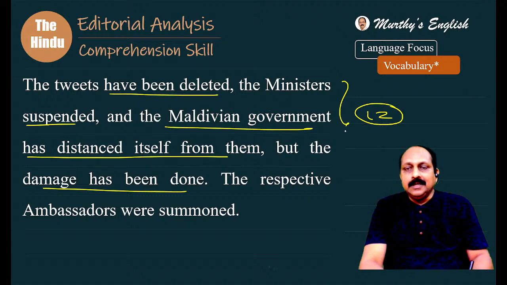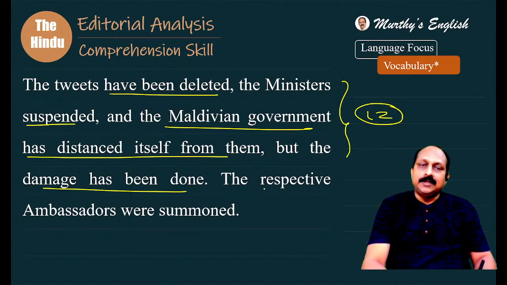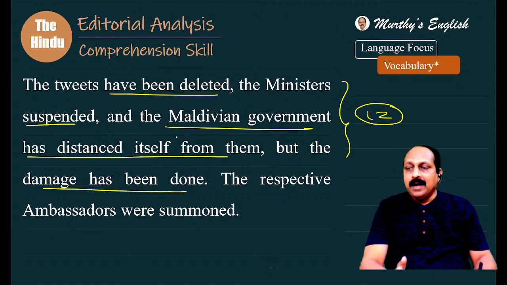This particular sentence will substantiate what I say. In one sentence, present perfect has been used thrice, twice in passive voice and once in active voice. If you consider this also, four times in one sentence; you have to look at the sentence very carefully. The tweets have been deleted, the ministers have been suspended, the Maldivian government has distanced itself from them, but the damage has been done. No one could stop that.